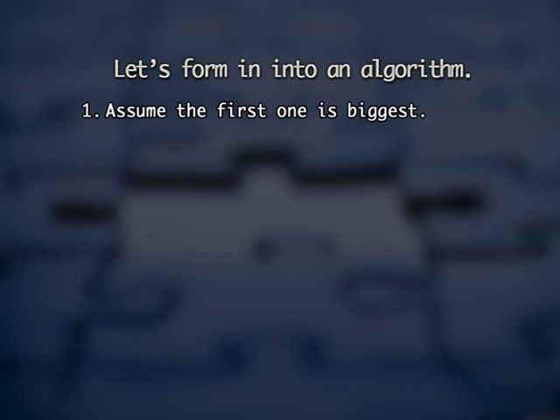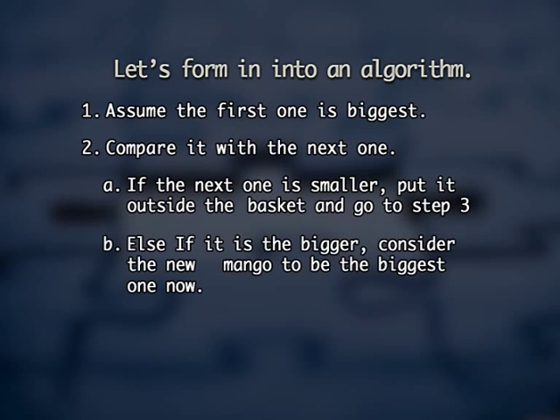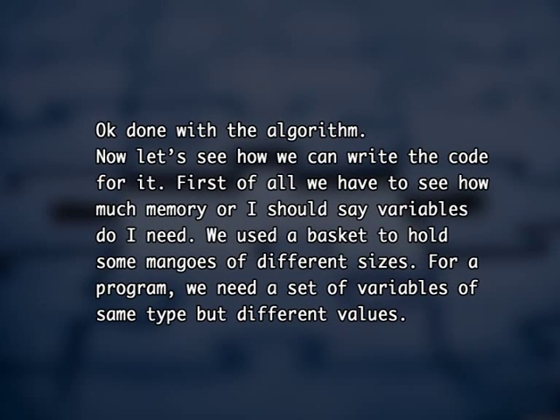Assume the first one is the biggest. Compare it with the next one. If the next one is smaller, put it outside the basket and go to step 3. Else, if this is the bigger, consider the new mango to be the biggest one. Repeat step 2 until the basket is empty. Okay, done with the algorithm.